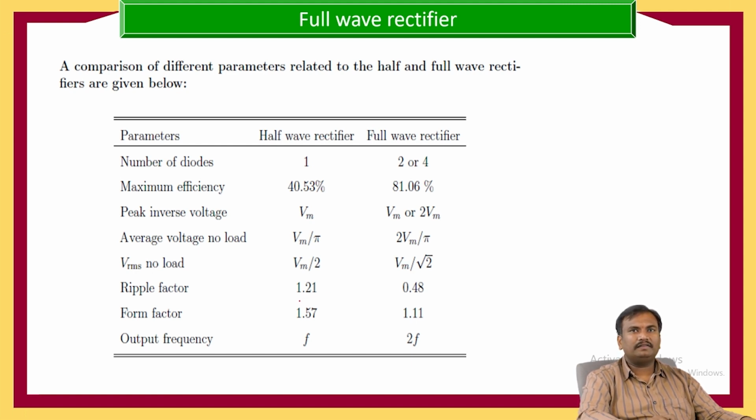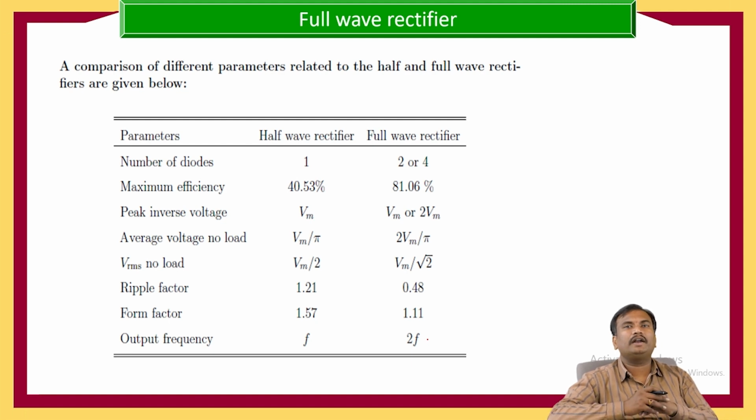The ripple factor is 1.21 for the half wave rectifier, and for a full wave rectifier, the ripple factor is 0.48. The form factor is 1.57 for half wave rectifier, and for full wave rectifier, it is 1.11. The output frequency for half wave rectifier is F. For full wave rectifier it is 2 times F, because we are going to get 2 cycles in one complete cycle. So the frequency is double.